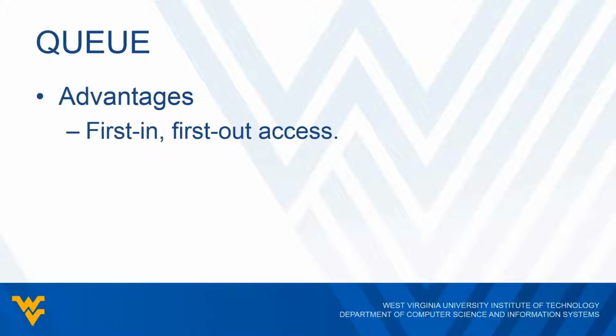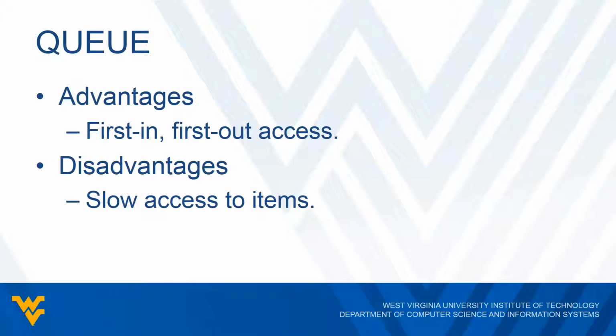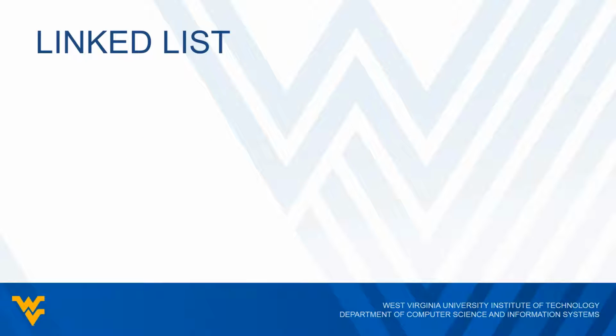But for any arbitrary element, accessing it is going to take a while. So let's say we want to access the last thing that was added to the queue. Well, we have to go through all the other elements of the queue first before we can get to that last element. So accessing items here could also be very slow.